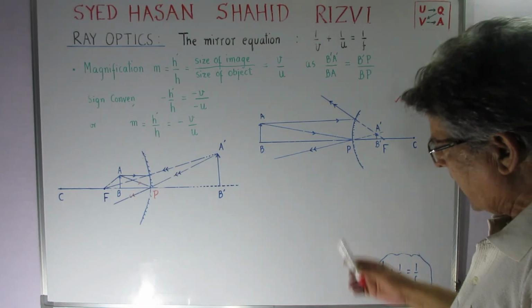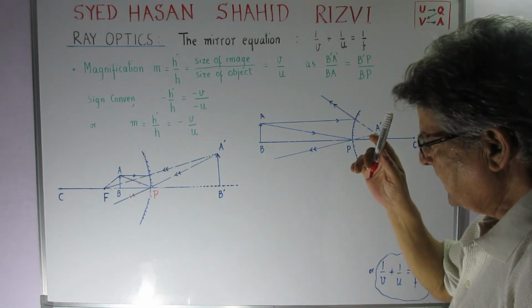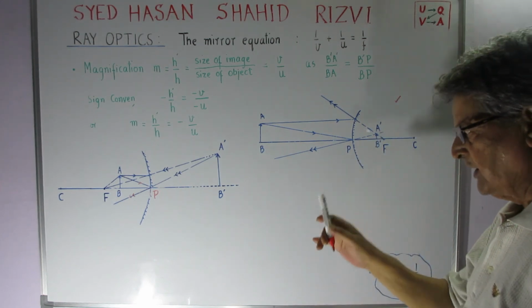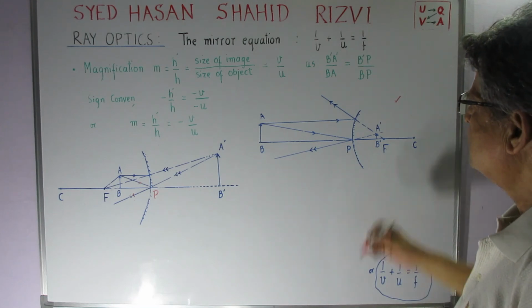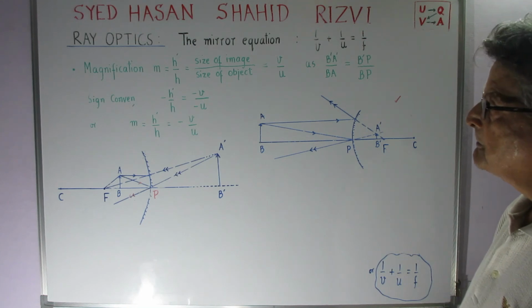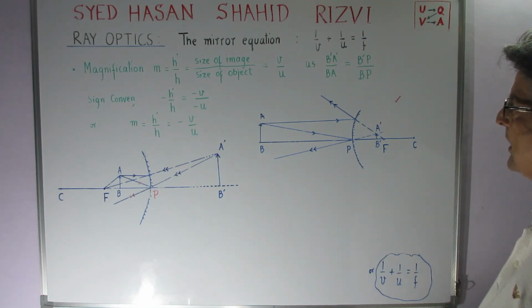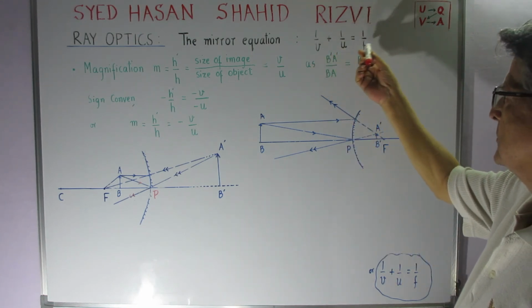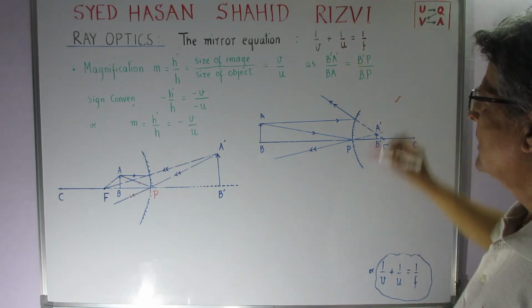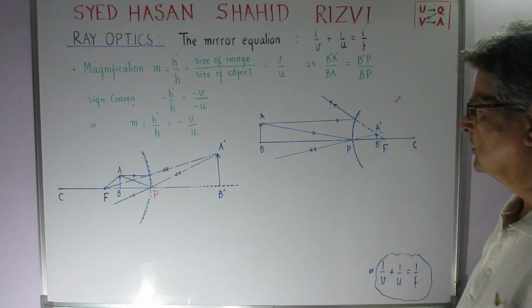So that way always be very vigilant about the sign convention, and then we are able to solve all these problems with the help of a single formula, 1 upon v plus 1 upon u is equal to 1 upon f.